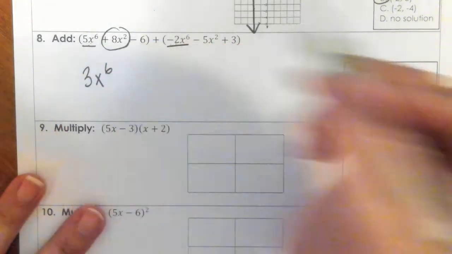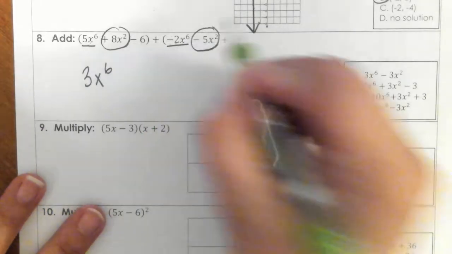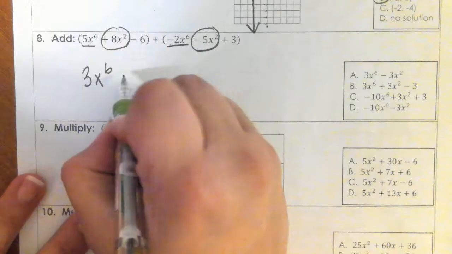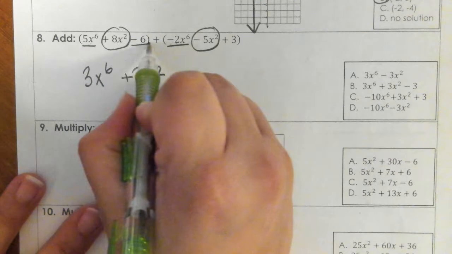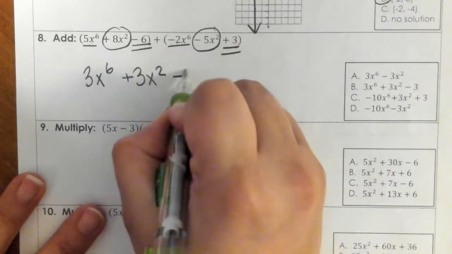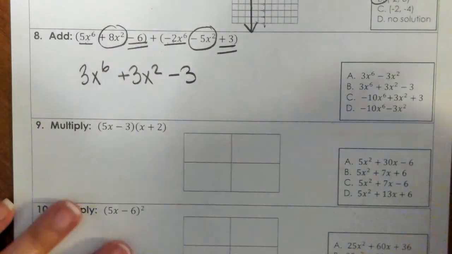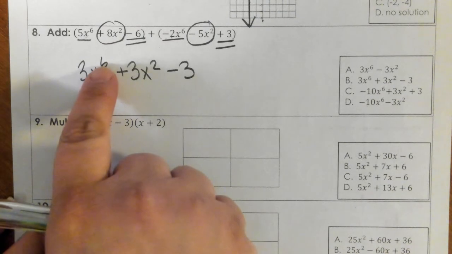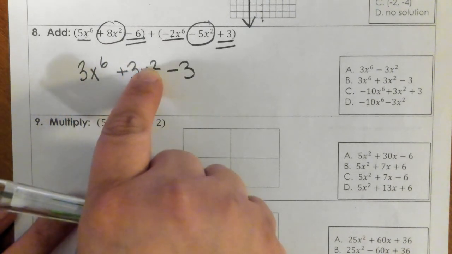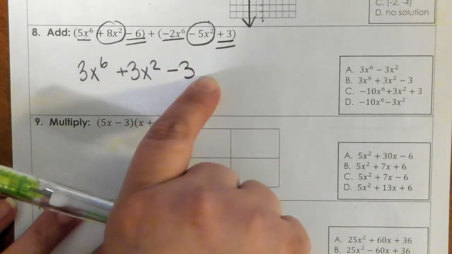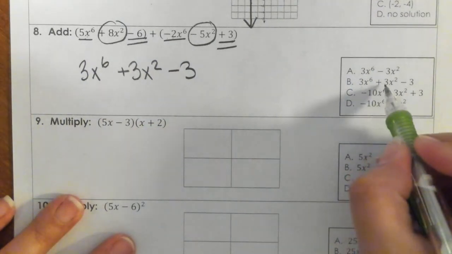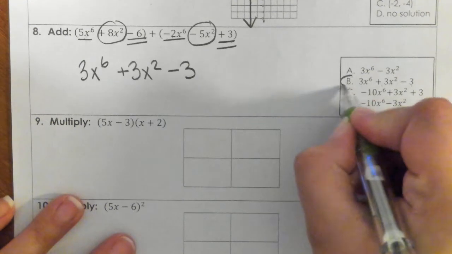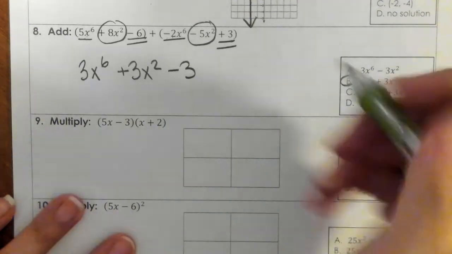Then I have 8x squared, and that goes with minus 5x squared. So 8 minus 5 is 3x squared. And then we have negative 6 and positive 3 making negative 3. This is written in standard form. So you have the biggest exponent, it's decreasing, going down to no exponent at all. So if I compare this, I'm going to go with B, check my signs.